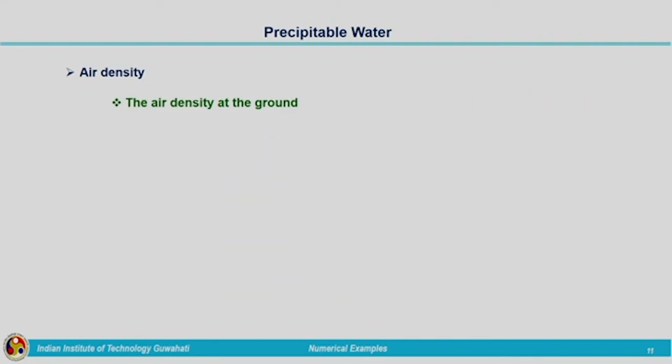Now, we need to calculate the air density. We can calculate the air density at the ground surface, that is rho A1 is equal to P by RAT. Here we are making use of the ideal gas law, the temperature should be in Kelvin. So, air density at the ground surface, sometimes it will be given to you, or else with the known parameters you may have to calculate it. Rho A1 is calculated as 1.173 kilogram per meter cube.